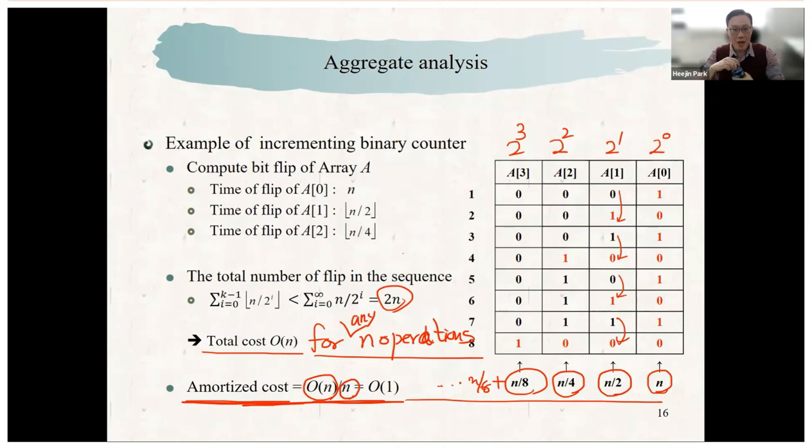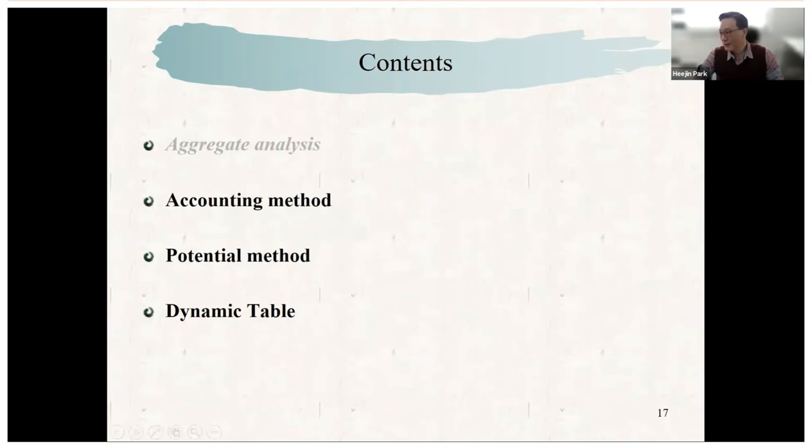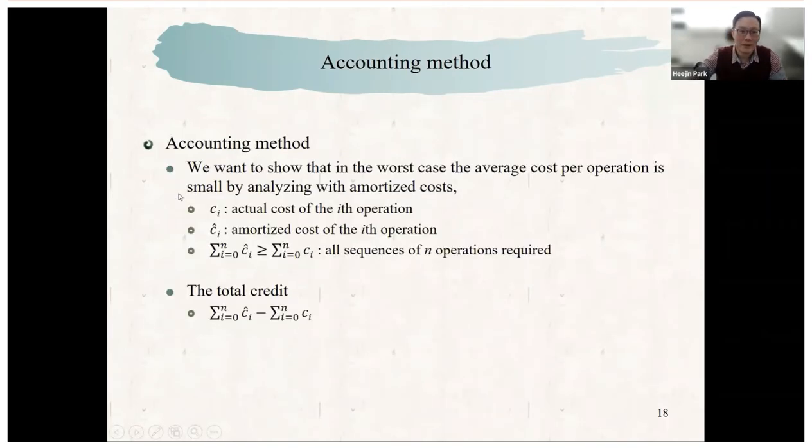Okay, I explained aggregate analysis on these two examples. They are a stack with multi-pop operation and incrementing binary counter. Okay, then let me move on to accounting method. So accounting method is a tool of analysis. So we will show that by some guess, we can simplify the amortized analysis.